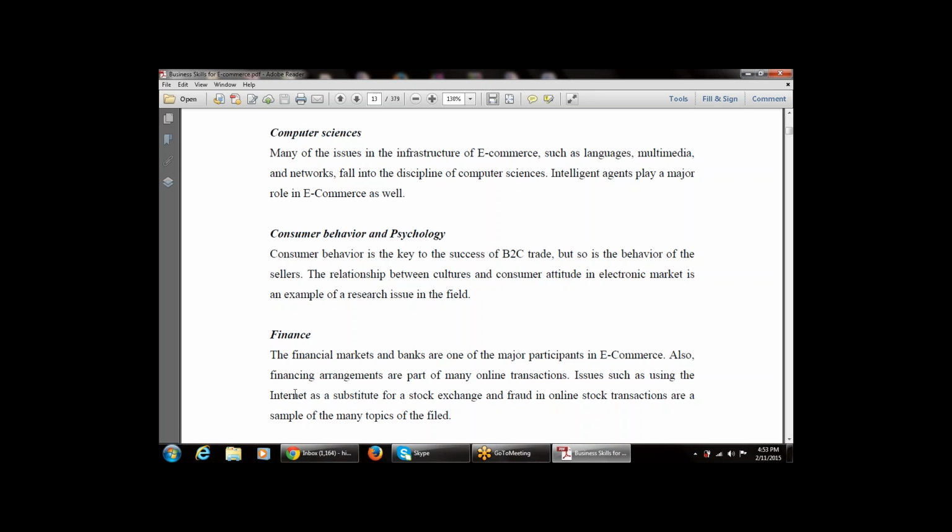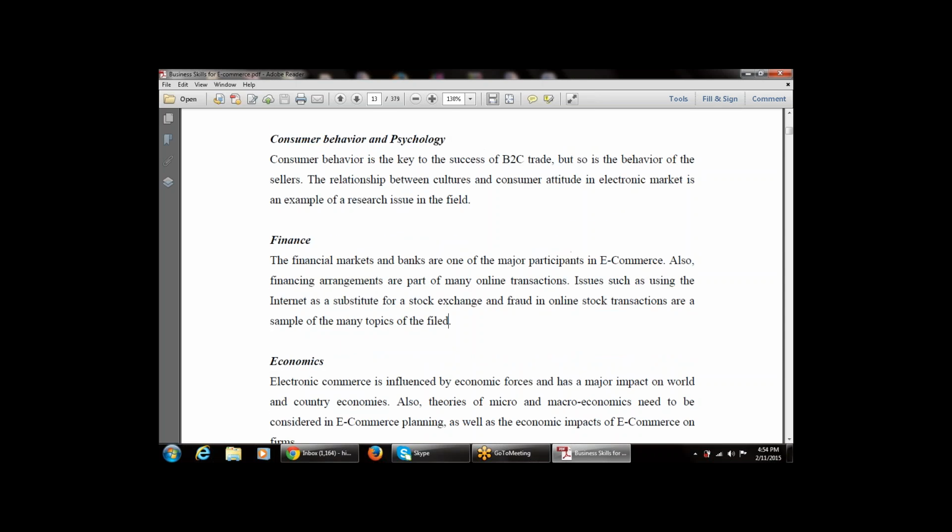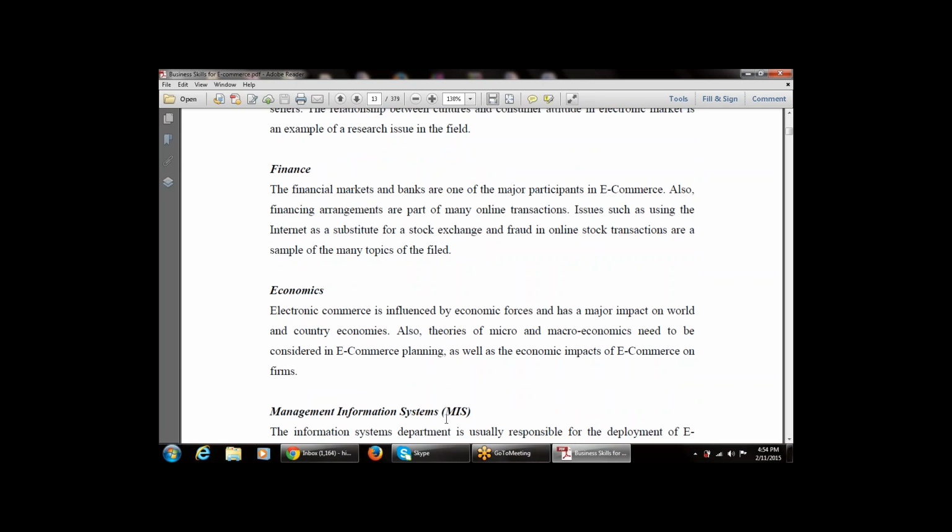Issues such as using the internet as a substitute for a stock exchange and fraud in online stock transactions are a sample of many topics of the field. That is, there are multiple benefits for financing in e-commerce. We can see the stock exchange, we can predict the next day's finance, and whenever there is fraud in e-commerce, that is also detectable.